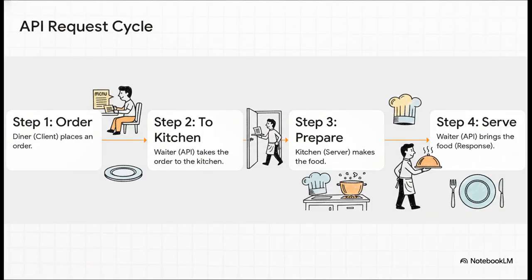The whole process is actually pretty straightforward. First, you, the client, make a request by ordering something off the menu. The waiter, our API, takes that order and carries it back to the kitchen. The kitchen, the server, gets to work and prepares your meal. And finally, the waiter brings the food back to your table. That plate of food is the response. And that's it. That is the fundamental request and response cycle that powers almost the entire web.